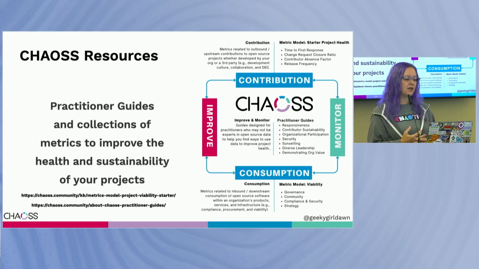We also recently launched a practitioner guide series. Each guide is focused on a single topic. But despite CHAOSS being focused on metrics, the real value of these guides is not actually in the metrics, but in how to make meaningful improvements within open source projects across several key areas. So you see we have them on responsiveness, contributor sustainability, organizational participation, demonstrating value, diverse leadership. So we have lots of different guides. If you're looking for additional ideas for improving your projects, it's a good place to start.